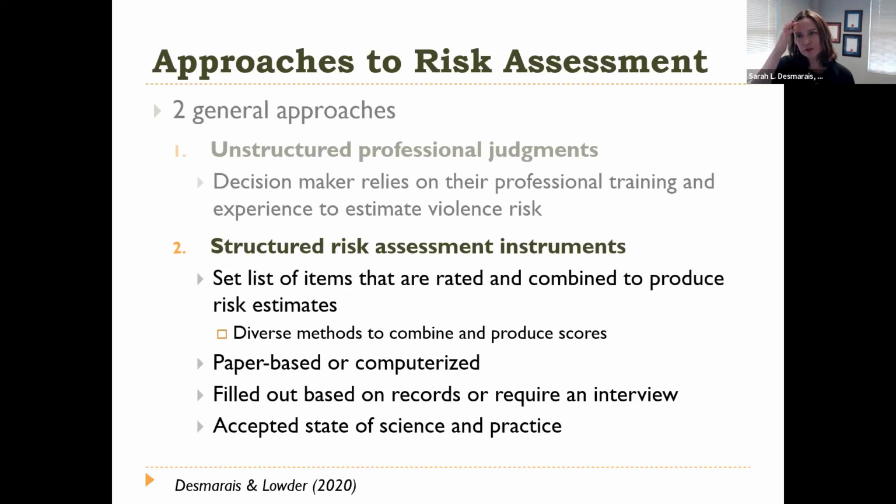So the second approach, very broadly, is this idea of structured risk assessment instruments. And these are not one thing. In fact, I'll show you in the next slide, they are many, many different things. But generally speaking, structured risk assessment instruments include a set list of items that are rated or combined in some way to produce risk estimates. They use diverse methods to combine and produce scores. Some are truly as simple as a checklist that are summed up and you count how many of these items you saw in the person and you get a total score. Other ones can be hundreds of items long, use very complicated machine learning algorithms, which I completely don't understand, so don't ask me about it.